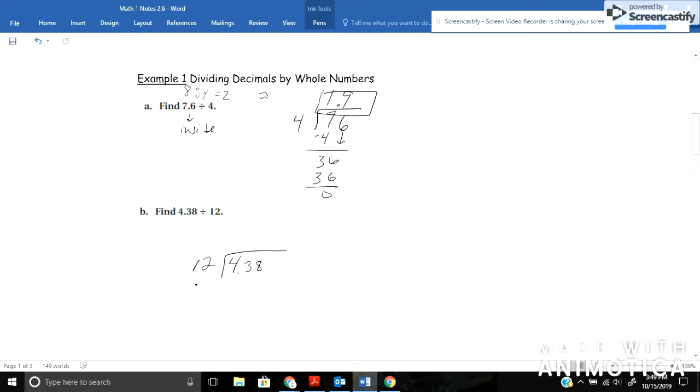Well, let's bring our decimal point straight up here. And 12 goes into 4. It doesn't, 12 doesn't go into 4, so it's going to be 0 point something. How about into 43? 12 goes into 43 3 times, and 3 times 12 is 36. I'll subtract and get the difference between 43 and 36, which is 7. And then I'll bring down my 8.